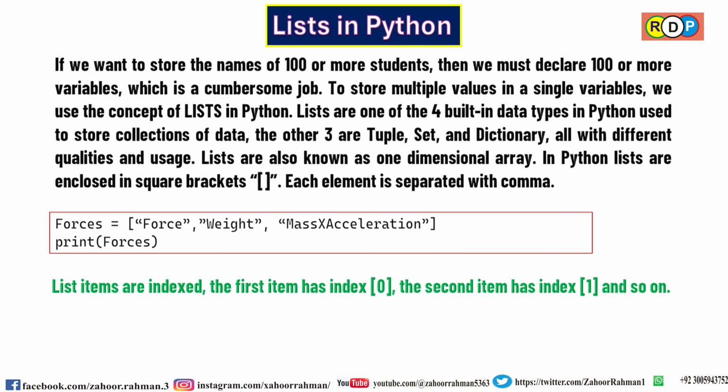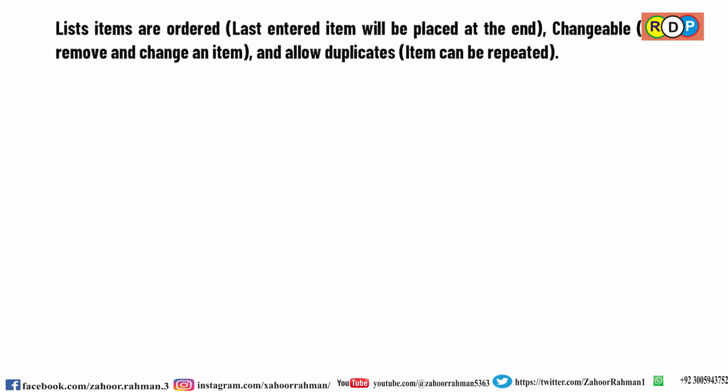Here we are understanding that list items are indexed. The first item has index 0, the second item has index 1, and so on. List items are ordered. This is one property of the list. What does it mean? It means that the last entered item will be placed at the end. It will not be separated, it will be in order.